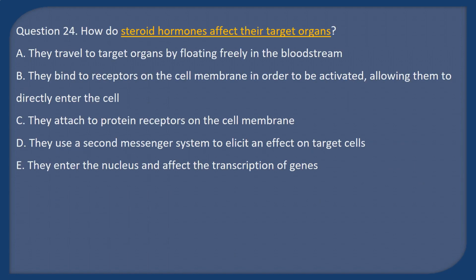Question 24. How do steroid hormones affect their target organs? A. They travel to target organs by floating freely in the bloodstream. B. They bind to receptors on the cell membrane in order to be activated, allowing them to directly enter the cell. C. They attach to protein receptors on the cell membrane. D. They use a second messenger system to elicit an effect on target cells. E. They enter the nucleus and affect the transcription of genes.